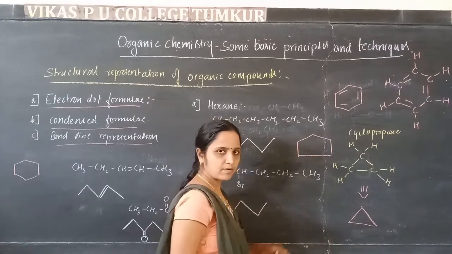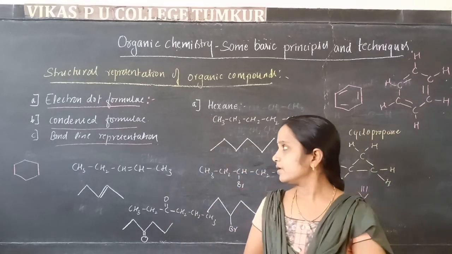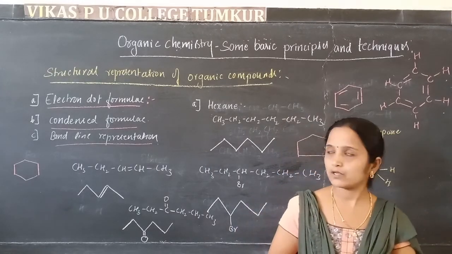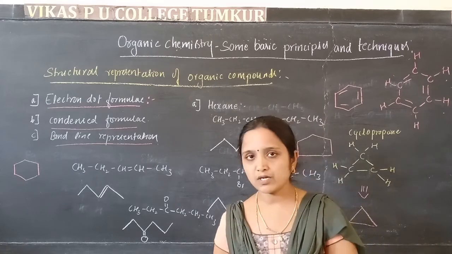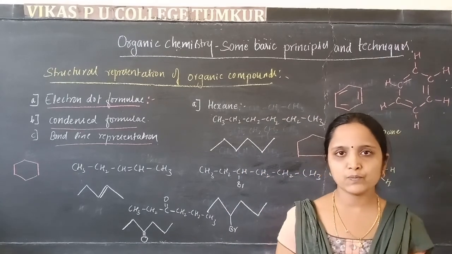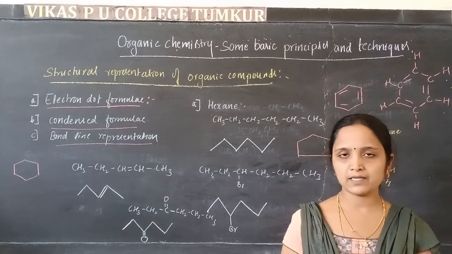Bonds. Cyclopentane is 5. It's having the 5. This is about the bond line representation. In this class, you have learned about the structural representation of the organic compounds. I'll give a few examples for you. Work out that. If you are having any doubts, you can ask me.